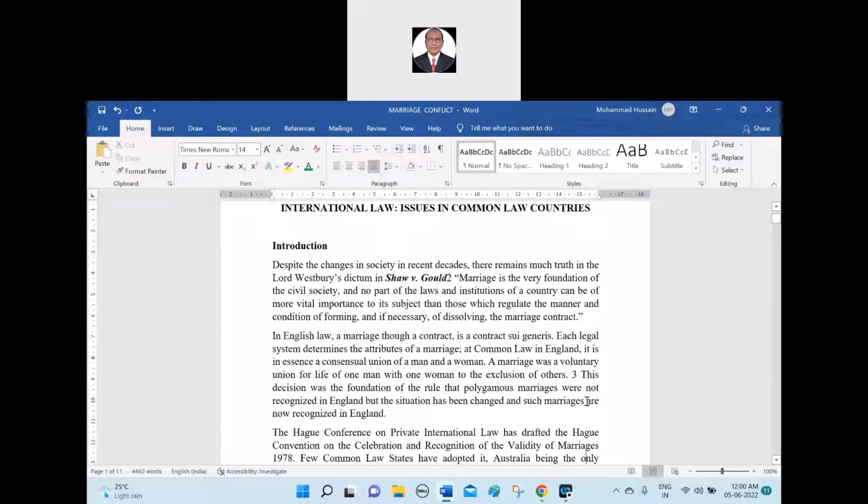It is a contract, Prof. If it is a contract, why do the people go to the church and marry over there and take the oath? It is both. It is a sacrosanct, sanctity is there, number one. Number two, it is a contract also.